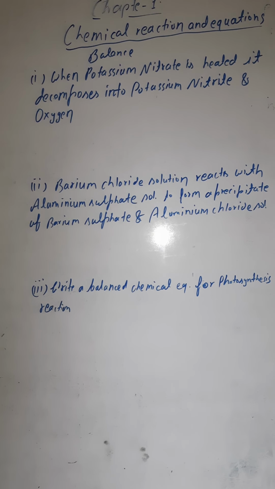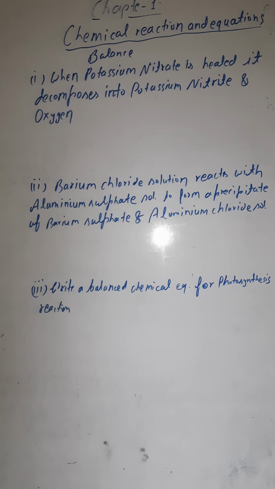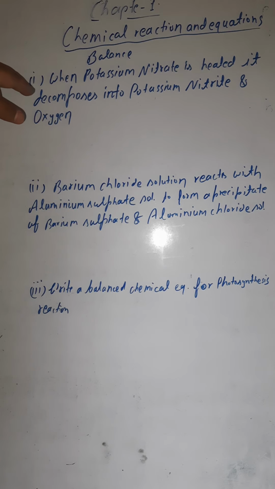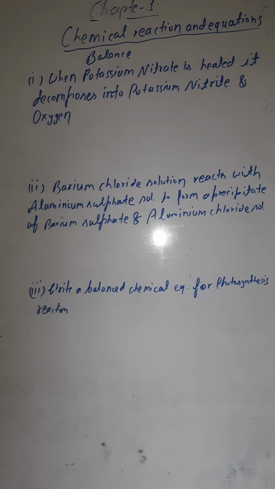So students, today again we are going to solve some questions related to how to balance chemical equations. I have some questions for you today which you can see on the board. The first one is: when potassium nitrate is heated, it decomposes into potassium nitrite and oxygen. So this is the reaction which we have to balance.